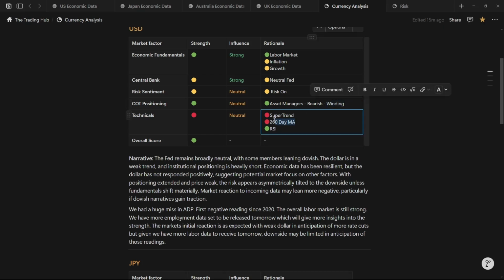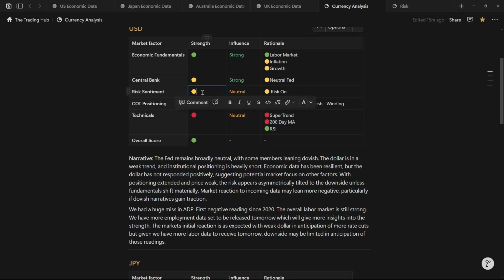The technicals, we're obviously in a downtrend, so this will be red, but we're oversold in the RSI at the moment. So this is another sign of a reversal, but overall technicals are red. Risk sentiment is not weighing on price, and the Fed is actually not really weighing on price.